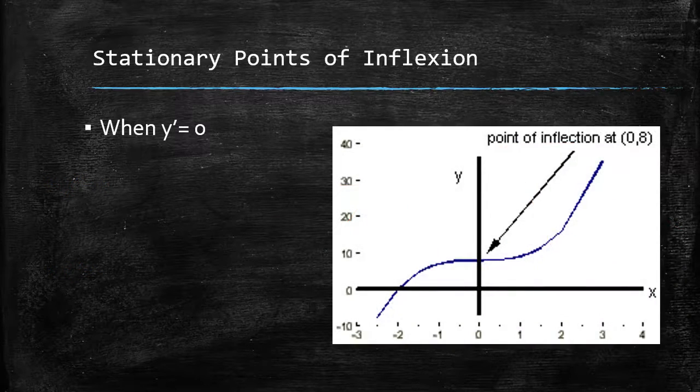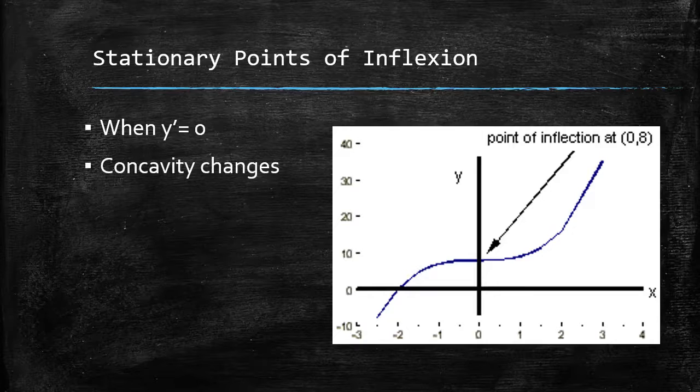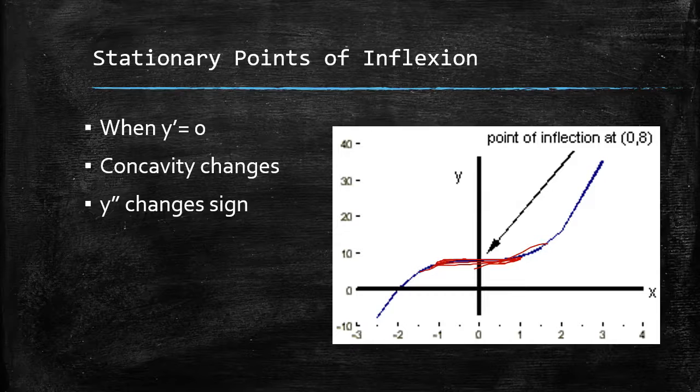Stationary points of inflection also occur when the first derivative is equal to 0. At the stationary points of inflection, the concavity of the curve changes. This means it can go from a positive to a negative or from a negative to a positive. Therefore, the sign of the second derivative changes at the stationary point of inflection.